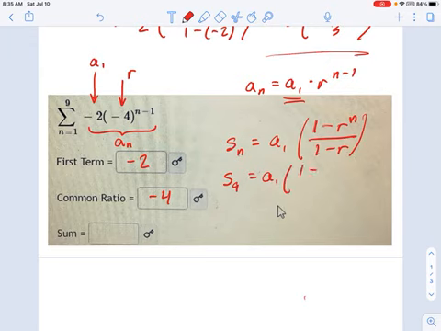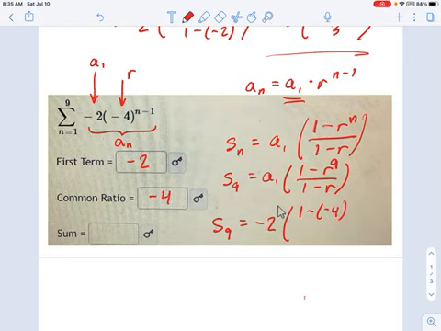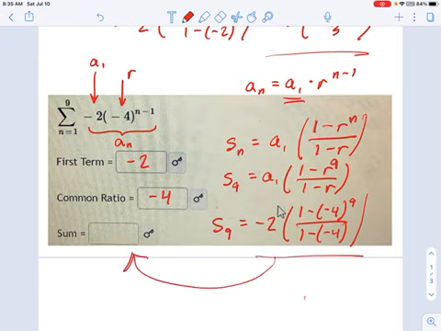So here's our formula. It's 1 minus R to the 9th. It's going to be real big because the first term is -2. So -2 times 1 minus negative 4 to the 9th power, and 1 minus negative 4 on the bottom. So that's going to be a very large number. I don't know, hundreds of thousands maybe. Simplify this, get your answer in here. That's what this problem's all about.